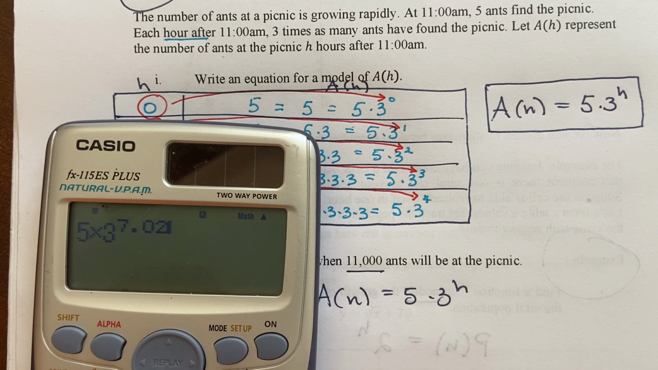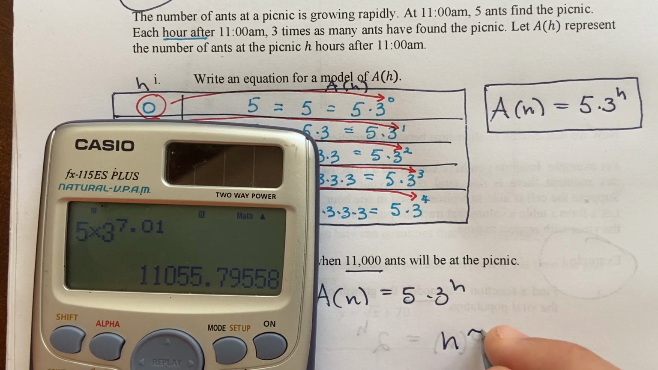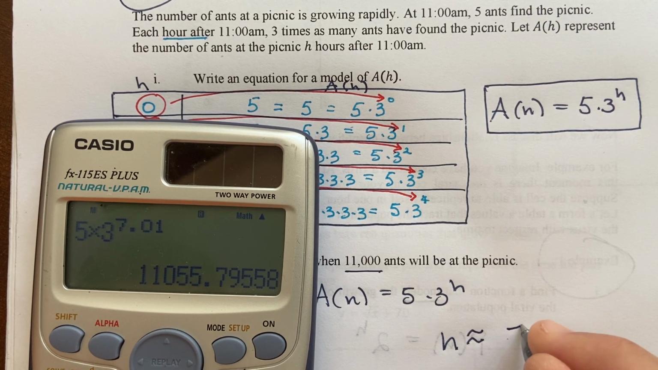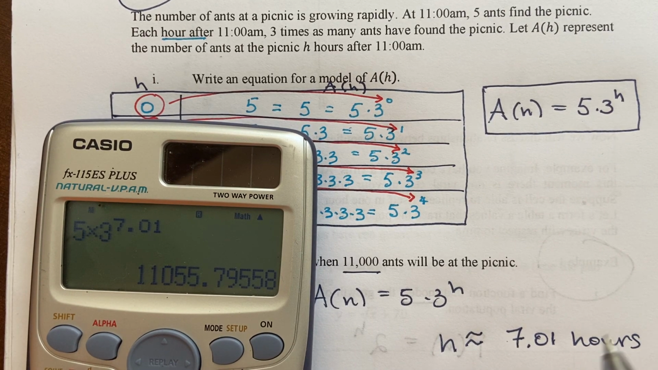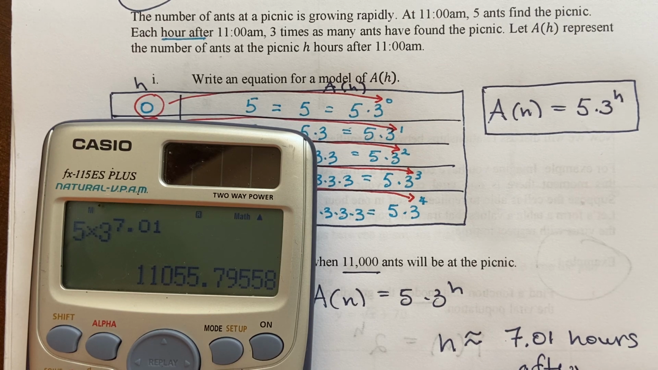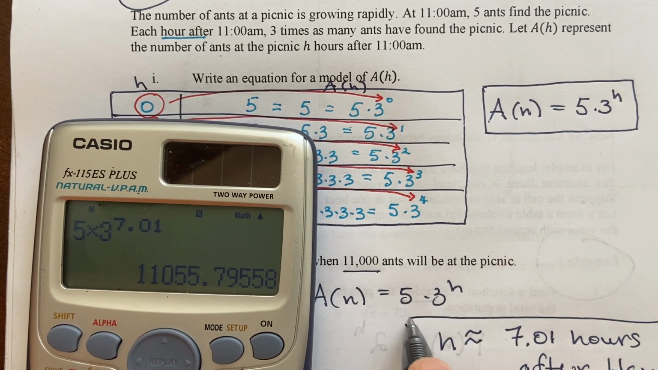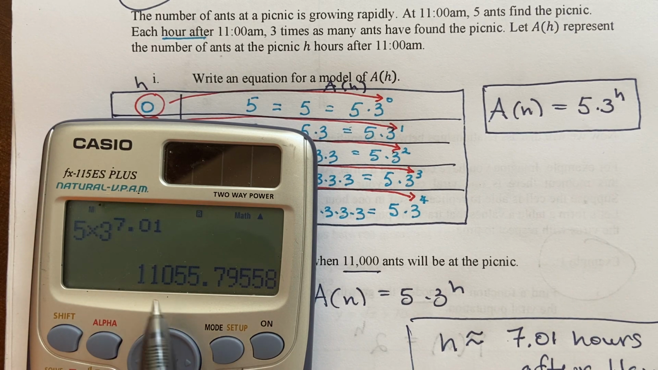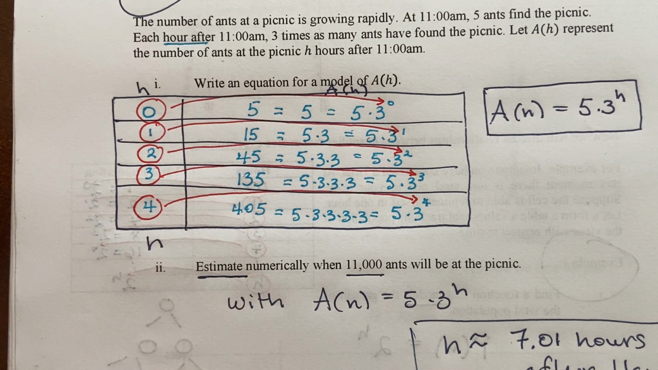This is estimating. We're going to have a much more precise way of doing this eventually. So I'll say h equals about 7.01 hours after 11 a.m. Okay, so that's just using the model and the calculator to estimate it, right? That's all we were trying to do, was estimate. That's the key word.